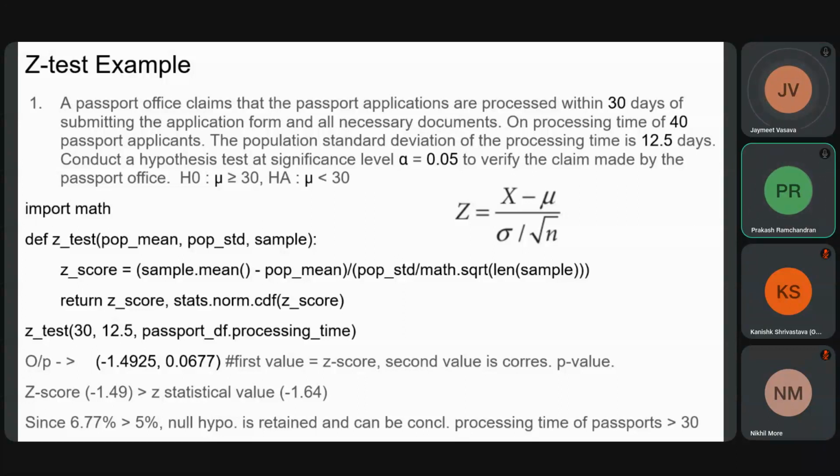Yeah, coming to that, we chose the hypothesis that the passport office is not processing in less than 30 days, right? Within 30 days, correct? Yeah. That was the null hypothesis. Yeah. And at the end what we find is that it is true. Yes. So therefore, this result you have taken.